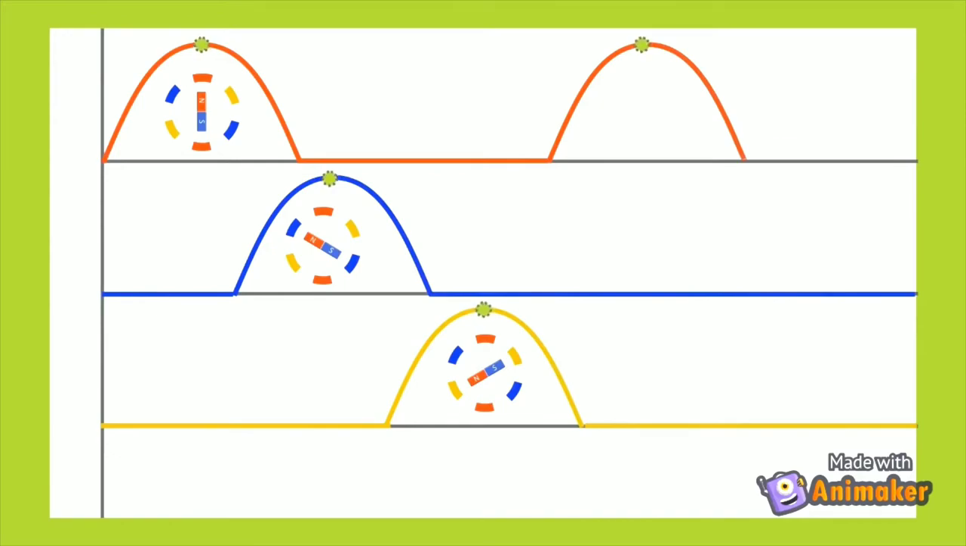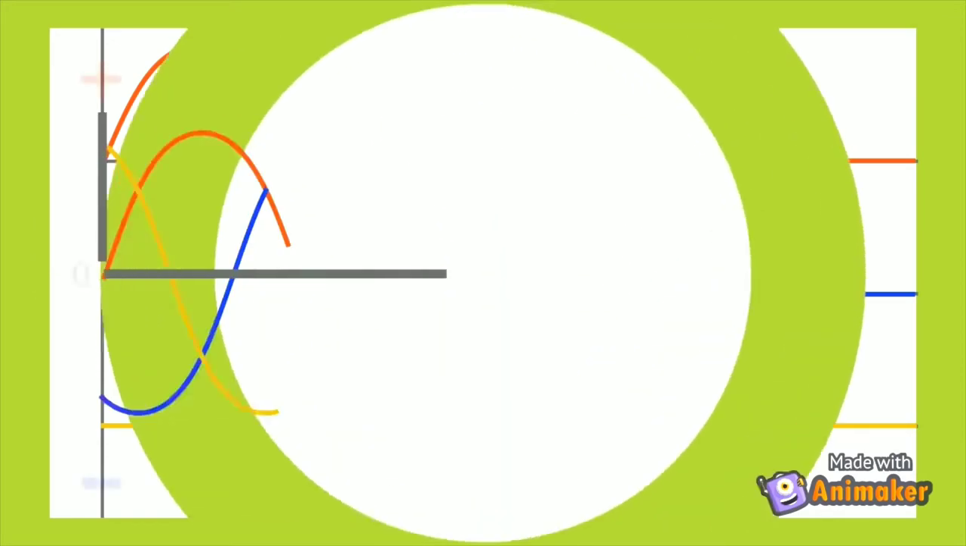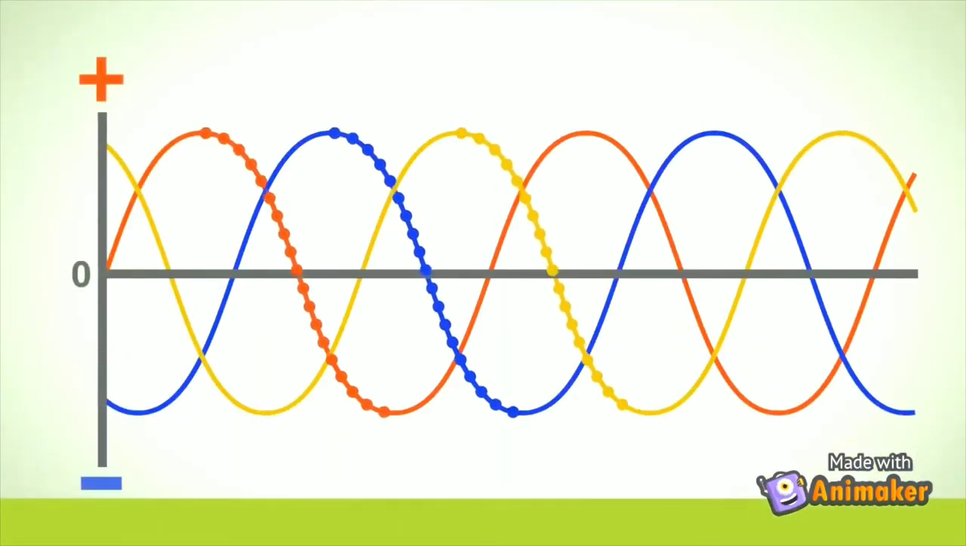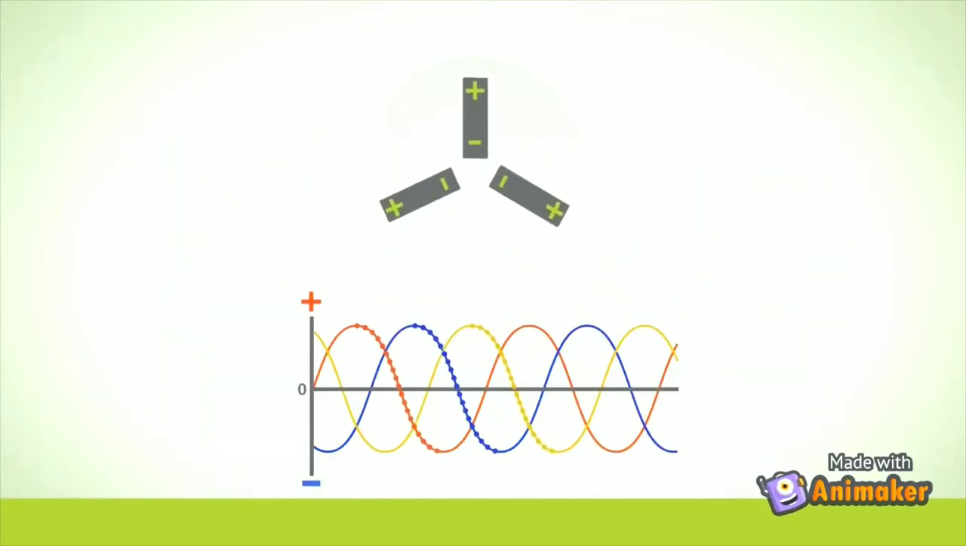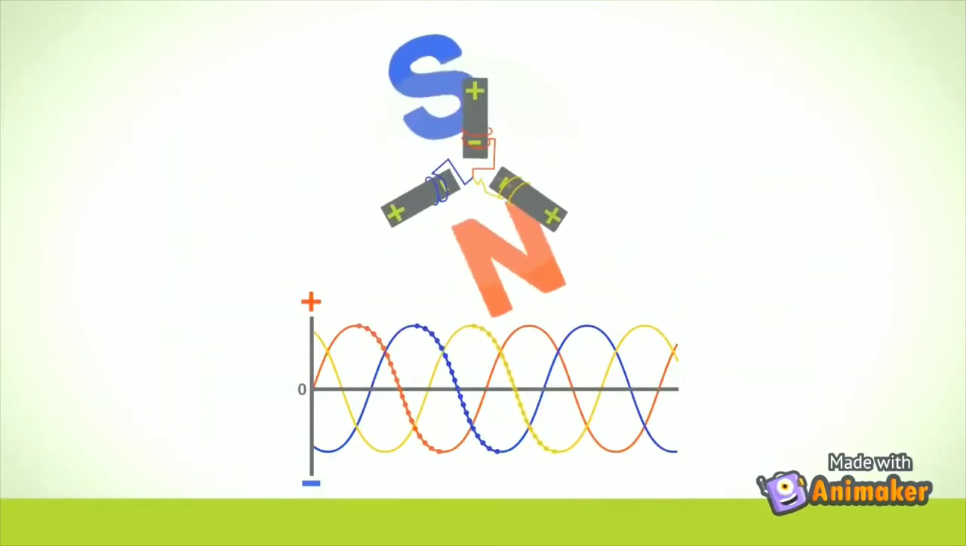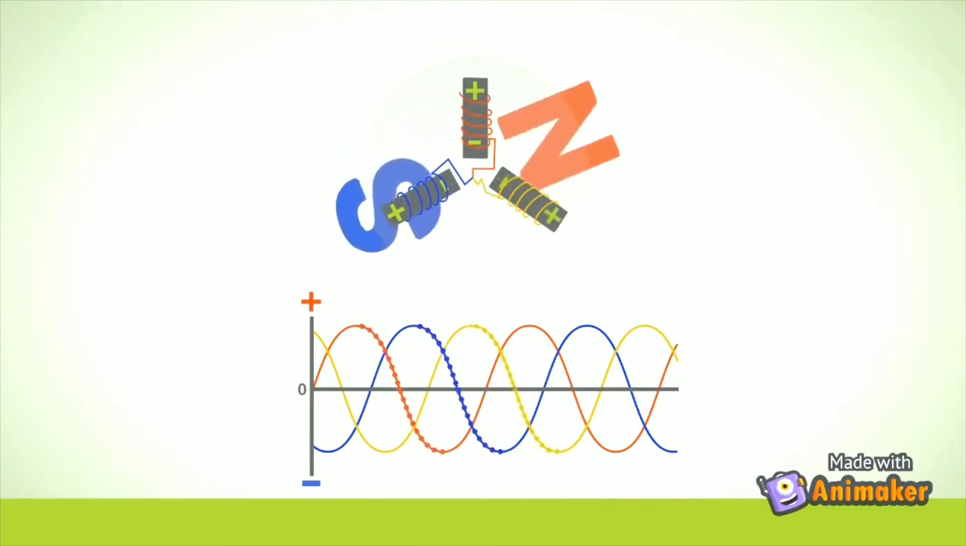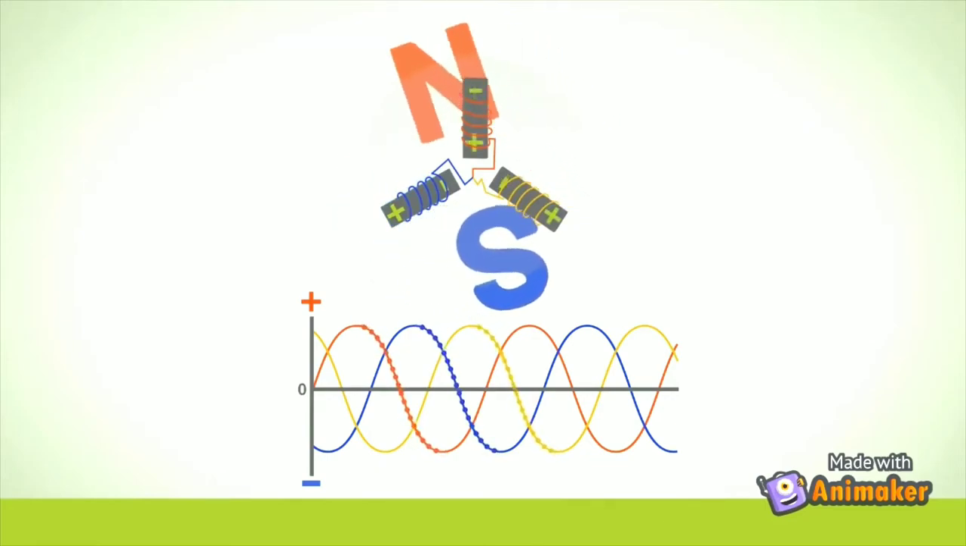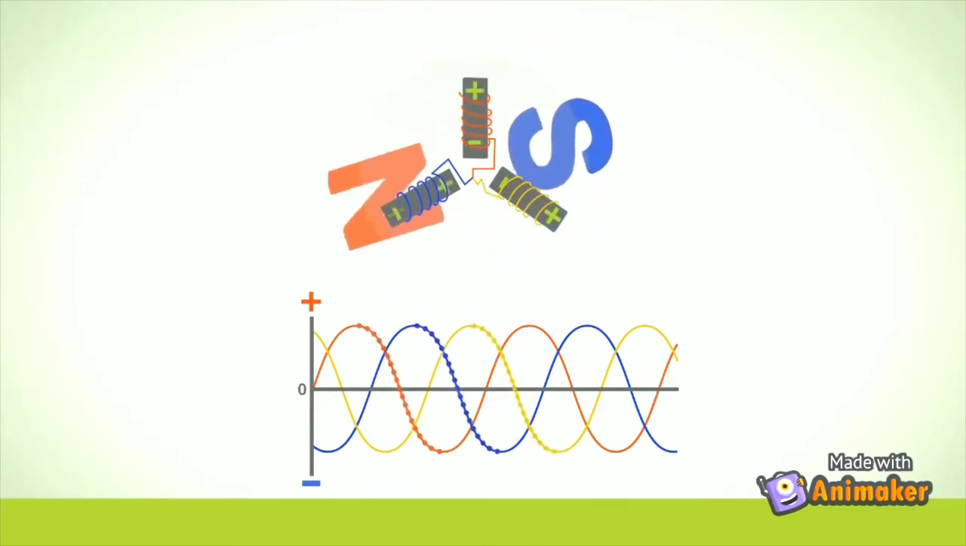So, if you look at these three lines, you can see that when one line is at its peak, the other two lines are still generating current, but they are not at full strength, meaning they are not at peak. So, as the electrons flow from a positive to a negative peak, the current is displayed as flowing from positive to negative values. Remember, the positive and negative connotation is only used to describe how current alternates.